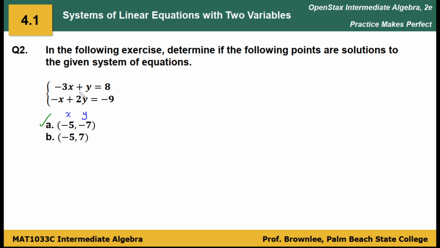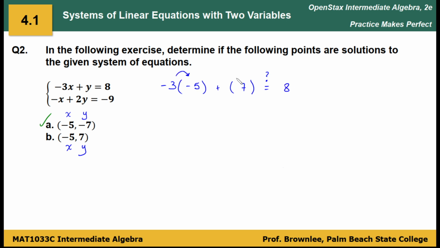So again, we're using the exact same system, so the same two equations, only this time we're substituting in a different point, point B. So let's see if the point makes the first equation true. So -3x, but this time we're going to substitute -5 in for x. So that part didn't change. And then we're going to say plus y, but this time we're substituting a +7 in for y. We want to know, when we simplify the left-hand side, do we get +8? That's ultimately what we're trying to verify.